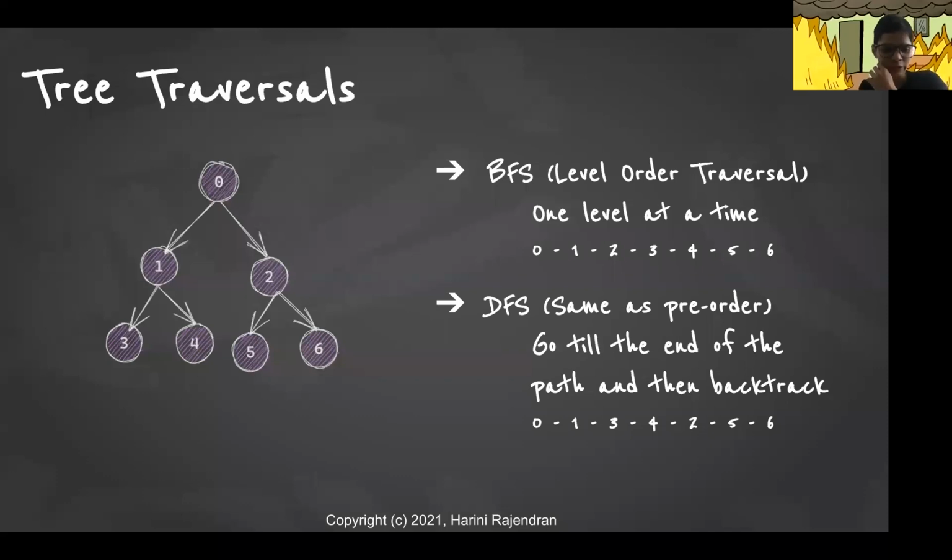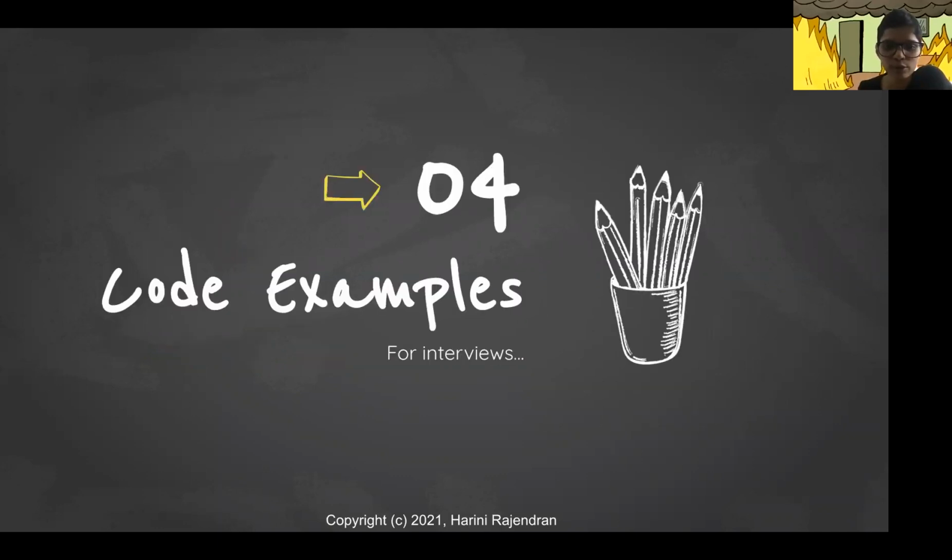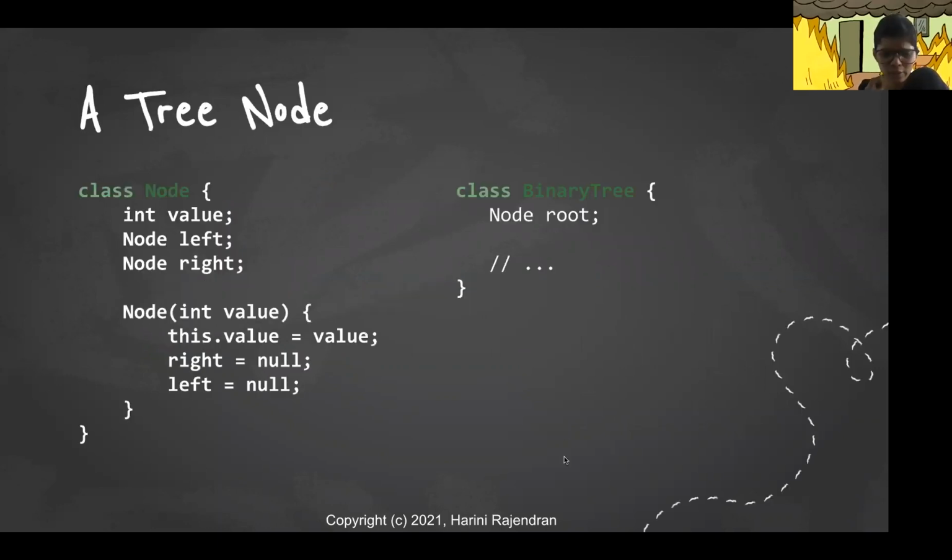Okay, now we saw what a tree is, what the different types of trees are, and what the different kinds of traversals on trees are. So now let's look at a few coding examples of trees. As I mentioned earlier, each tree has a basic unit called a node, and a collection of nodes that are connected to each other in a hierarchical fashion is called a tree.